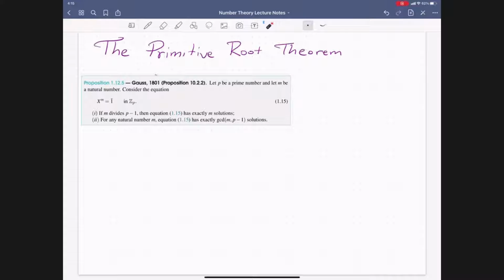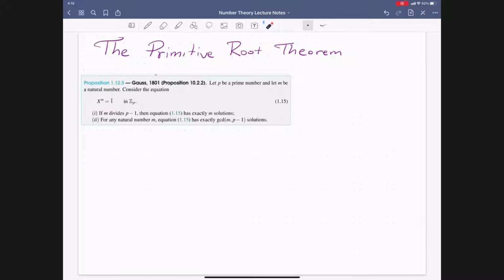So in our last lesson, we discussed Lagrange's theorem. Specifically, if we have a polynomial f of x whose coefficients are in a field, and the degree of that polynomial is d, then we have at most d roots in that field.